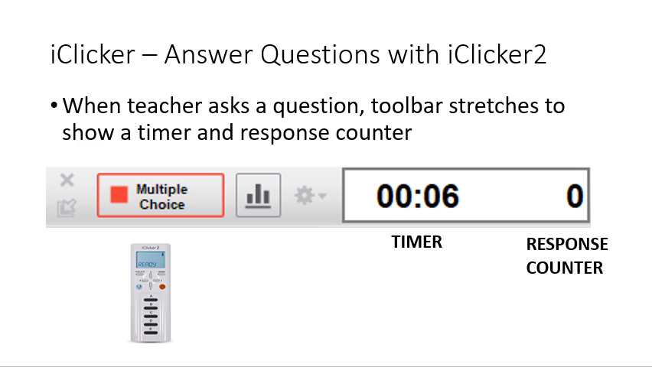To answer a multiple choice question, simply press one of the buttons labeled A, B, C, D, or E on your iClicker2 remote. A check mark appears on your LCD screen if your answer was received. It does not mean that it is correct. If your answer was not received, you will see this on your screen.